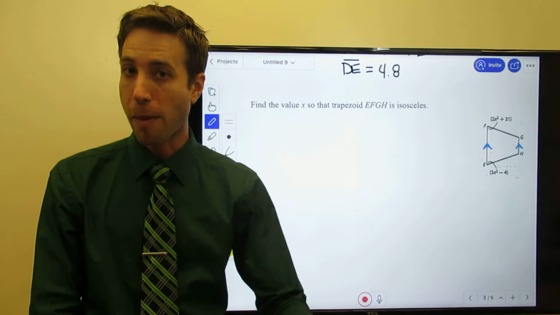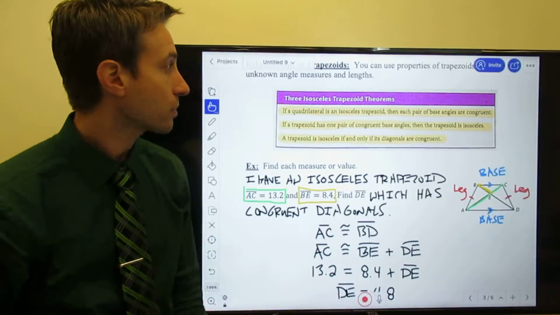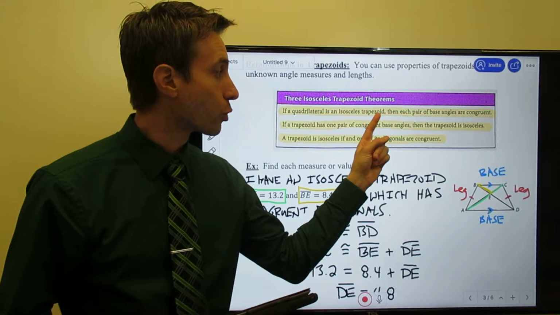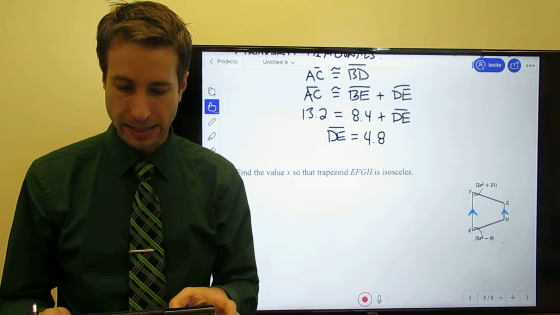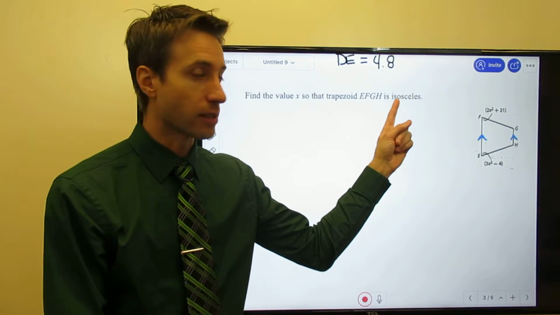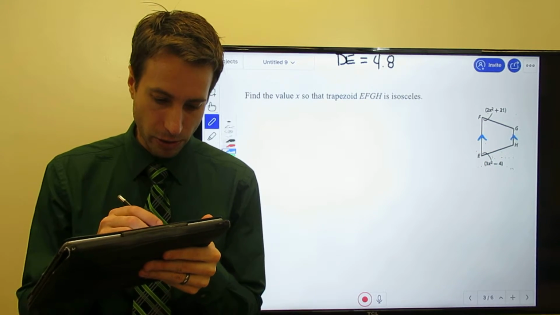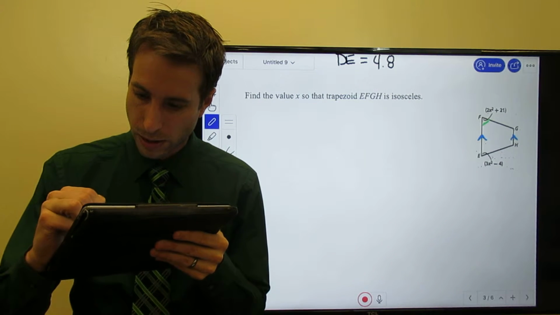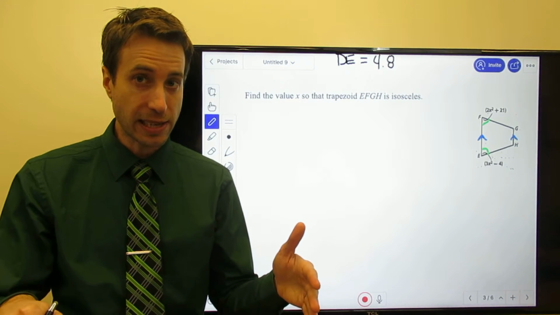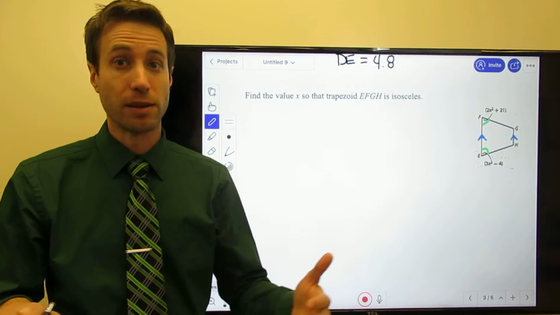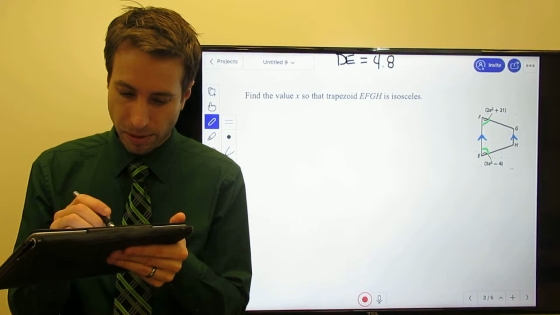Now remember, one of the properties of isosceles trapezoids, in fact, let me slide back up to it, right here. If the quadrilateral is an isosceles trapezoid, then each pair of base angles are congruent. Slide back down. If this is going to be an isosceles trapezoid, what do I know about this pair of base angles? Let me put them in green there so you know which two I'm talking about. This one and this one. Well, the property simply tells me if this is an isosceles trapezoid, those base angles have to be congruent. They have to be. So, set them equal to each other, solve the algebra problem.